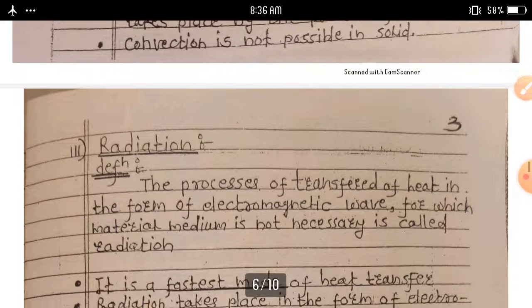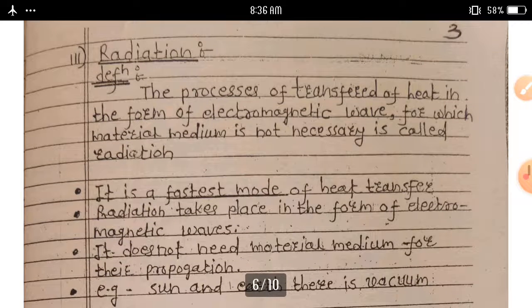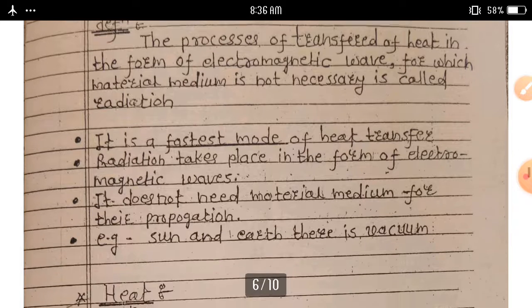And third, a very important mode of transfer of heat is radiation. What do we mean by radiation? Definition: the process of transfer of heat in the form of electromagnetic waves, for which a material medium is not necessary. This mode is called radiation.